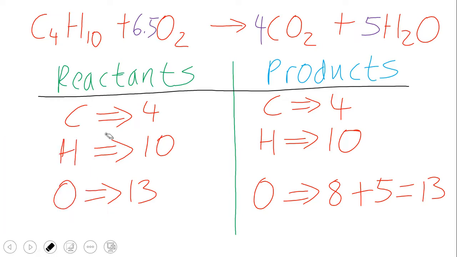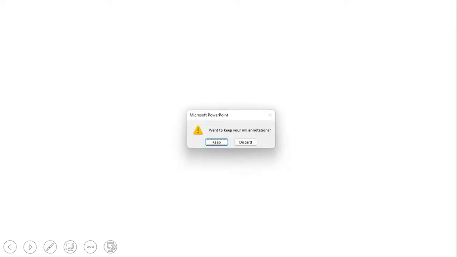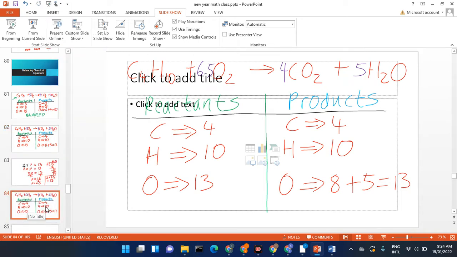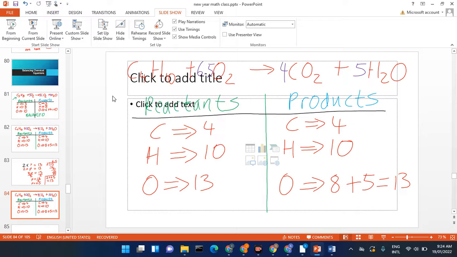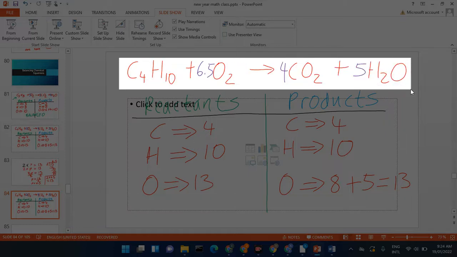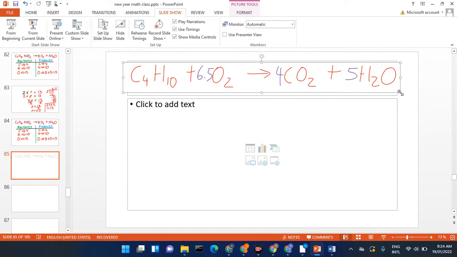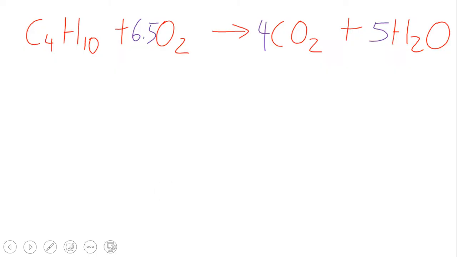These are not erasing, so we have to take it on to the next slide. So again, let's simply take this and make a duplicate. All right, so this is the equation that we have. It's technically balanced, but we don't want any decimals. So what can we do to get rid of that 6.5?